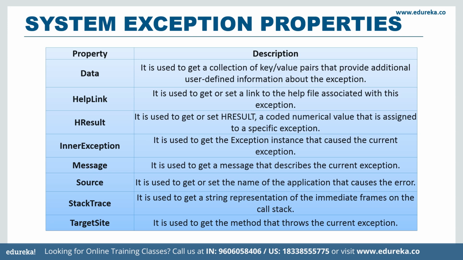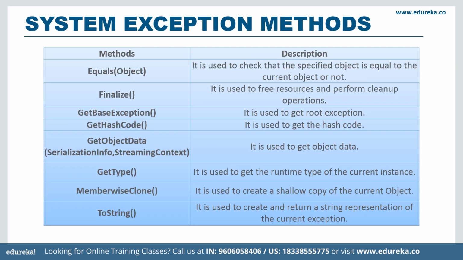We have Message, which is used to get a message that describes the current exception. Followed by that, we have Source, which is used to get or set the name of the application that causes the error. Followed by Source, we have StackTrace, which is used to get a string representation of the immediate frames on the call stack. And finally, we have TargetSite, which is used to get the method that throws the current exception. Now we shall move ahead and understand SystemException methods.